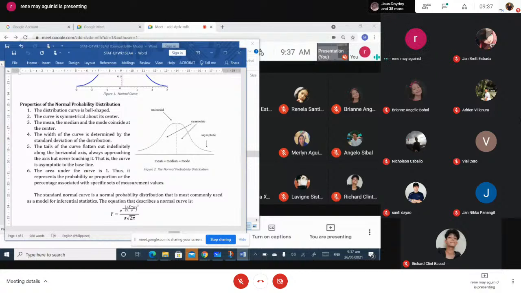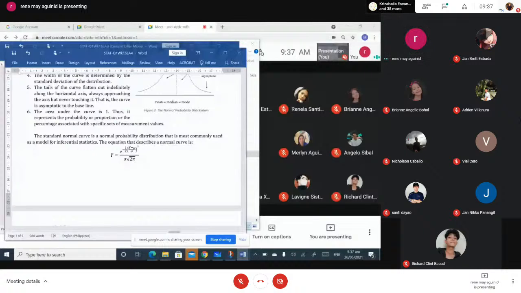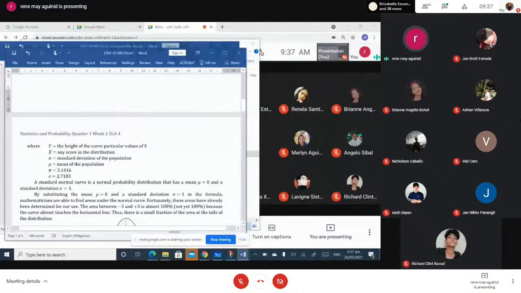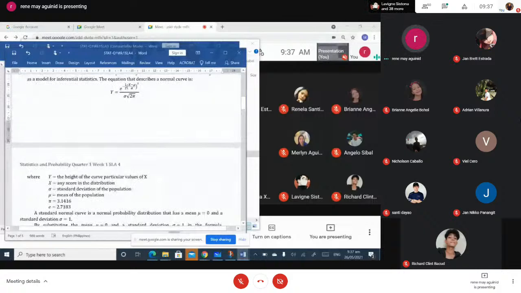The area under the normal curve from this point to this point is 1. That is the total area because the probability is 1. This is our standard normal curve that models inferential statistics, being used in inferential stat. The height of the curve will be determined by this. What is E? E is a value in the calculator actually.